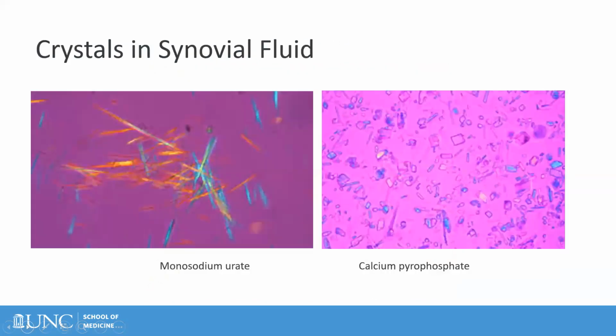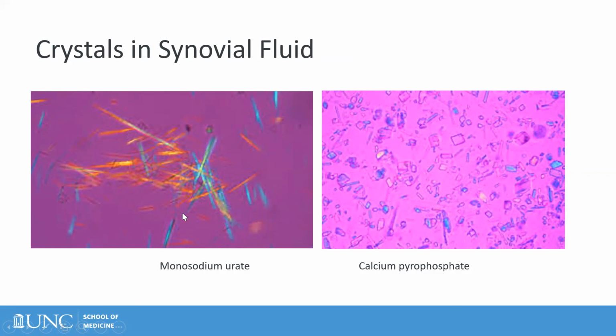And when we put the polarizer on an inflammatory synovial fluid, we might see these crystals. On the left side, we see monosodium urate crystals. They're needle-shaped, negatively birefringent crystals. And on the right panel, calcium pyrophosphate, or CPPD crystals that we see in pseudogout. And these are very pleomorphic.